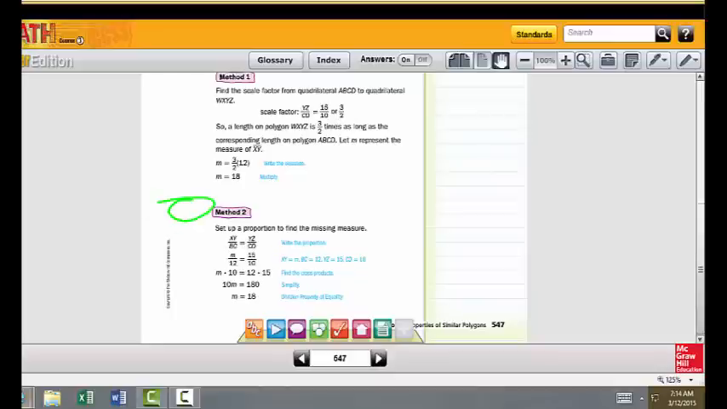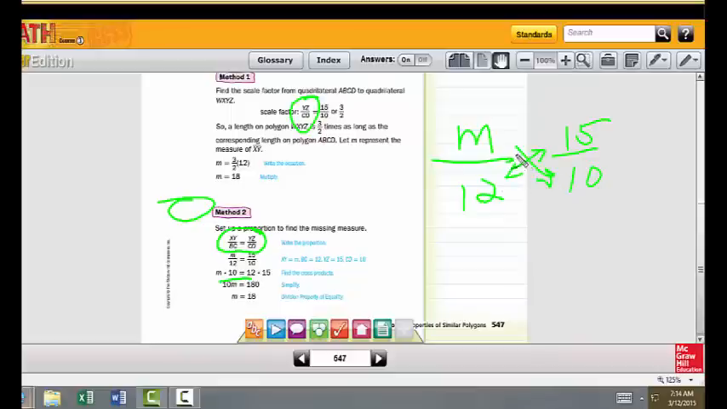So in method 2, we're going to set up a proportion to find the missing measure. So in this case, we did XY over BC equals YZ over CD. So we have this proportion here. We're going to replace some numbers there. We can replace XY with M per the figure. Look in your book. The BC length is 12, and we have 15 over 10 for the YZ over CD. So now we have M times 10 equals 12 times 15, and if you'll recall, this is that cross multiplication that Mrs. Shaw taught you last year.